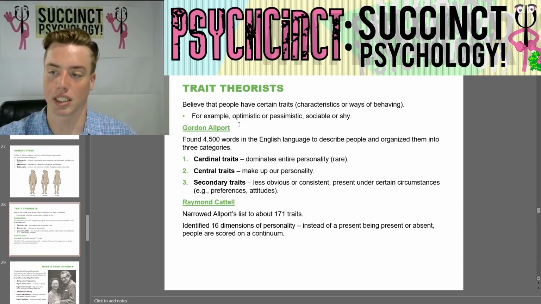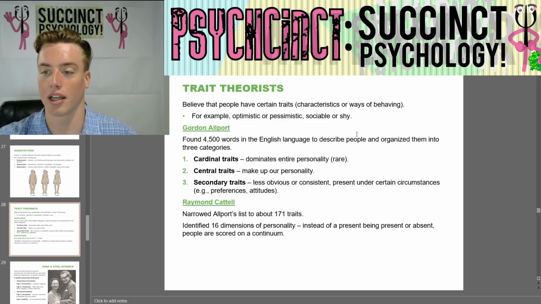Trait theorists believe that people have certain traits, so characteristics or ways of behaving. For example, optimistic or pessimistic, sociable or shy. Gordon Allport found 4,500 words in the English language to describe people and organized them into 3 categories, which is nuts. That's a lot of words to categorize.